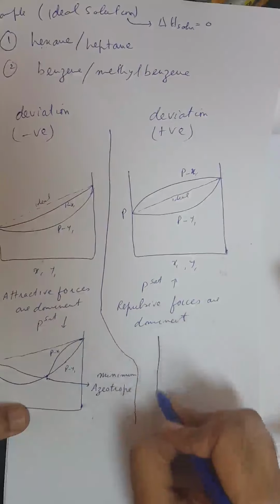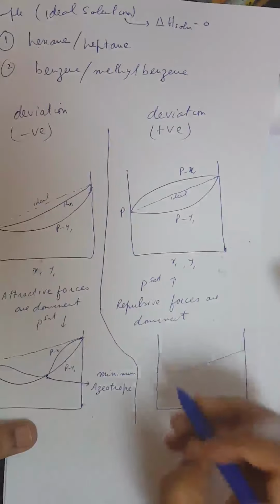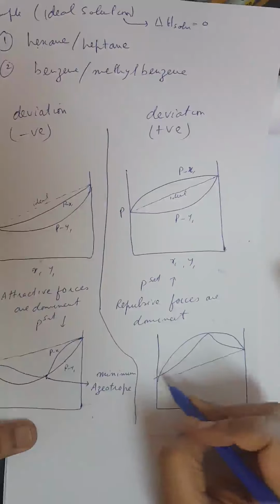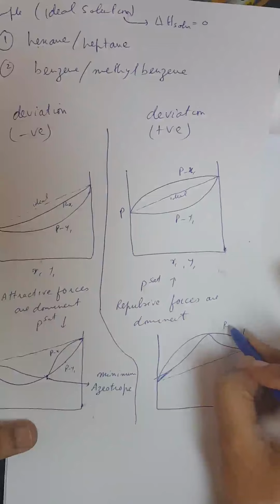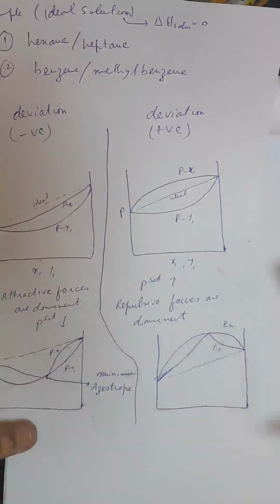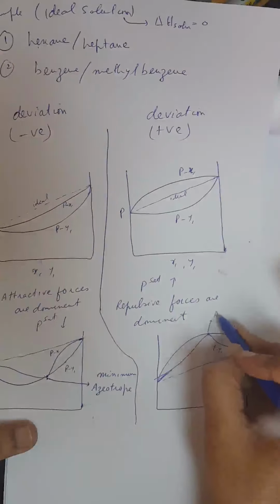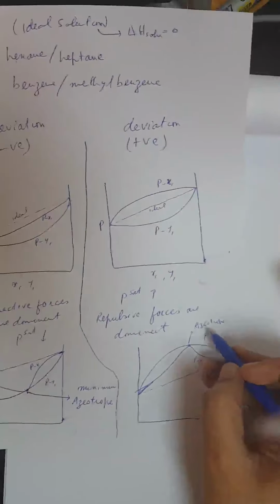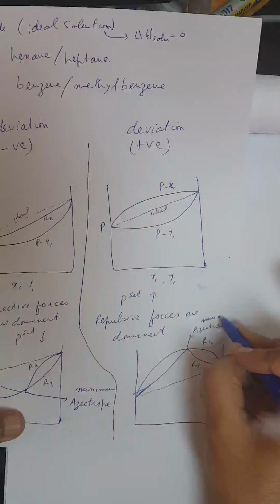Similarly, we can go up and have a shape like this. This is called Px1 and this is Py1, and we have this point. This point we call azeotrope, but because this is on the maximum, on the positive side, we call it maximum azeotrope.